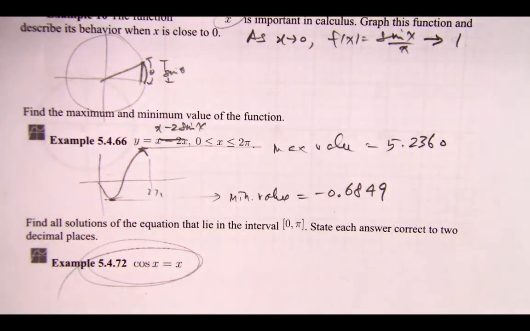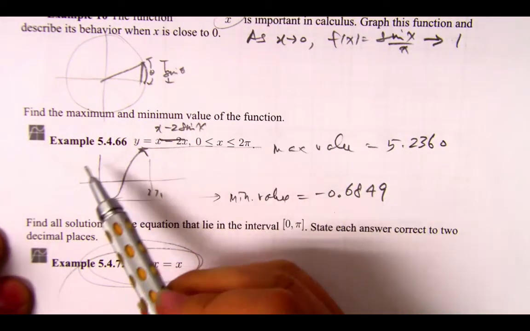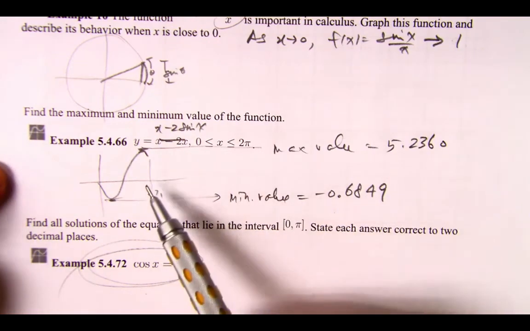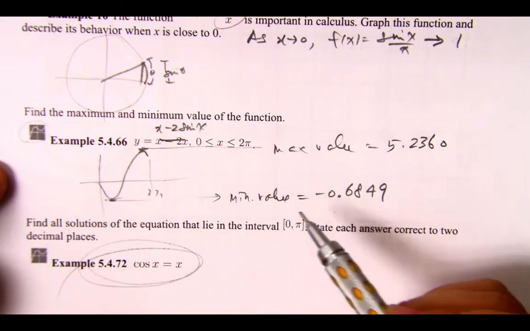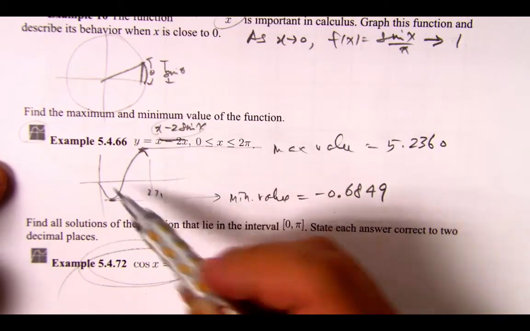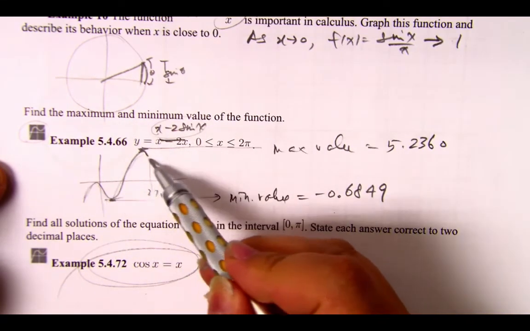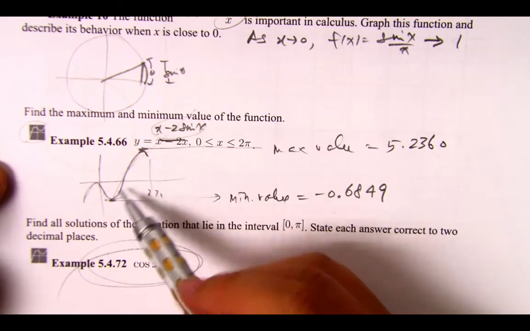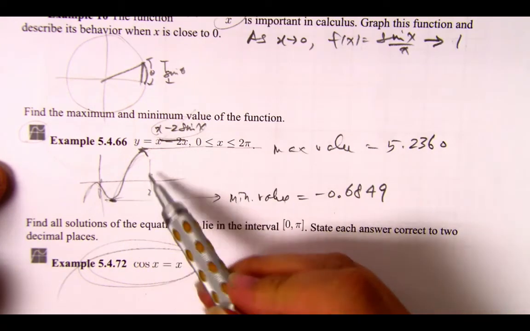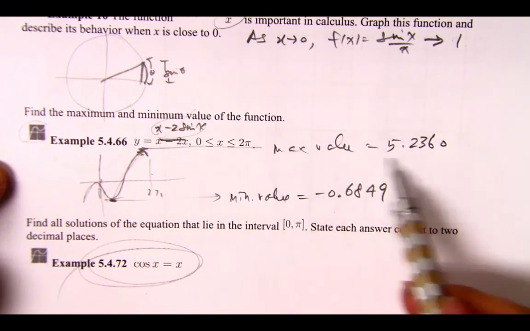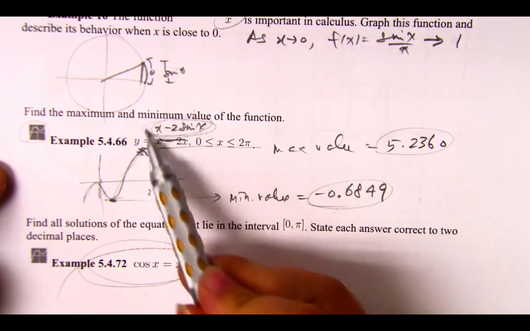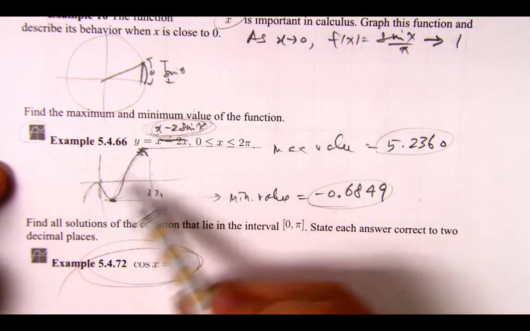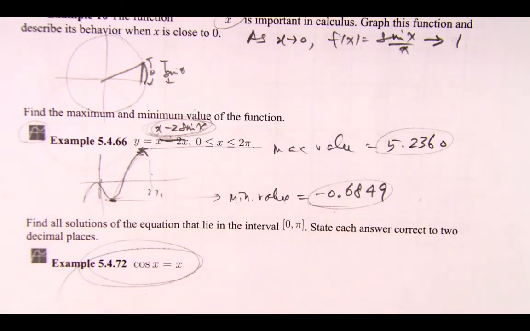I wanted to make an interesting point about example 5.466. While this is a simple calculator problem, we would draw that, and part of the graph looked like this. It would continue to go out this way, right? So from 0 to pi, we had the minimum and the maximum. And using a calculator, the answer was pretty straightforward. But the question is, why does that graph look this way? Let's do a quick examination of that.